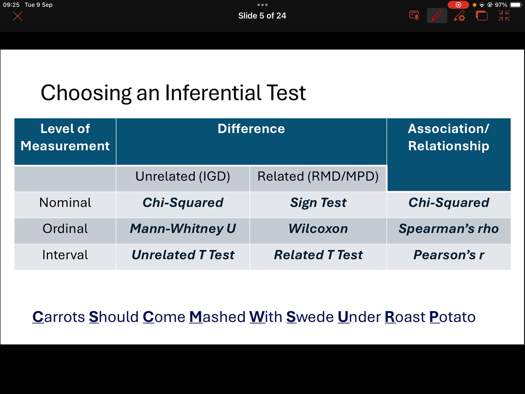So these are the names of the tests. We have a chi-squared, a sign test, and we have got chi-squared over here as well. Mann-Whitney U, Wilcoxon, Spearman's Rho, the unrelated t-test and the related t-test, and then Pearson's r. Those will come with time. You really don't need to know any more than that. You just need to know the conditions that would lead you to select that particular test.